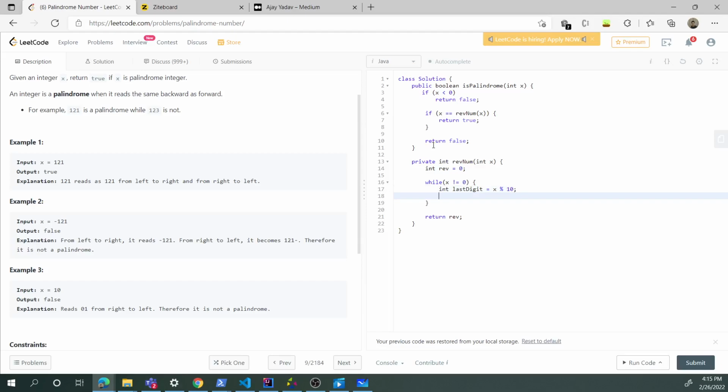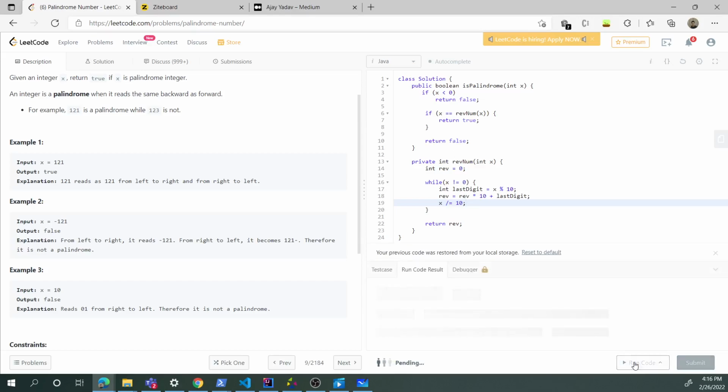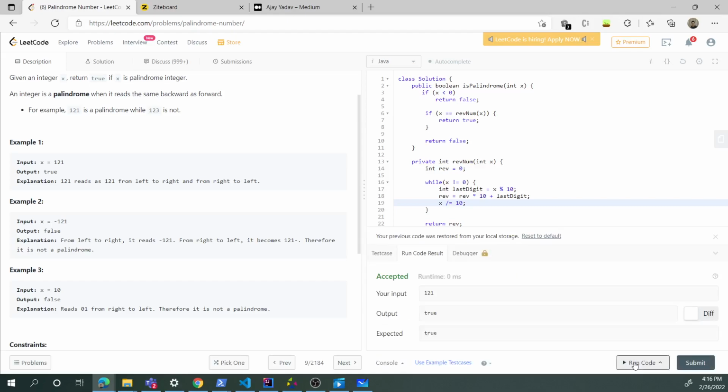Now we have to store it in the reverse number. So we know we have to multiply reverse by 10 and add the last digit to it. Now the last digit of x must be removed, so x must become a smaller number. How can we do this? We divide x by 10, and the last digit is removed. So this is our solution. Let's try to run it. And this is accepted and the question is done. Thank you.